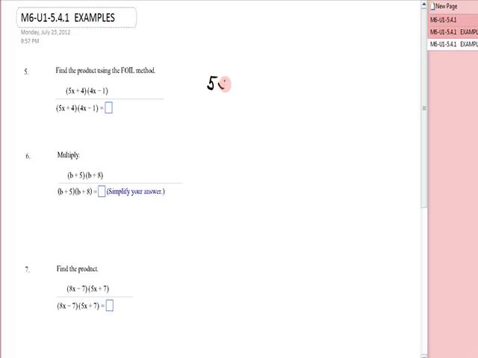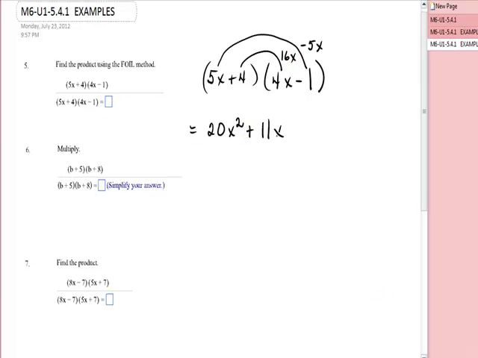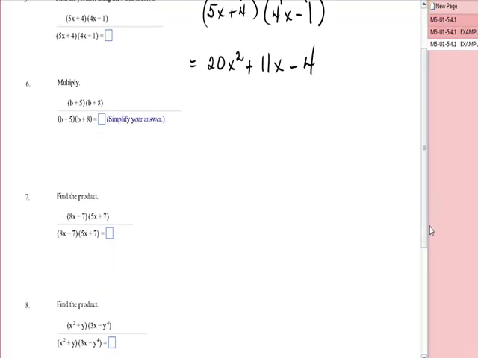I have 5x plus 4 times 4x minus 1. Product of the first, that gives me 20x squared. The outer product is negative 5x. The inner product is 16x. That's going to give me a positive 11x. Positive 4 times negative 1. Whoops, I lost my sign there. That was plus 11. Negative 4. Okay, a few more. We just need practice at this.